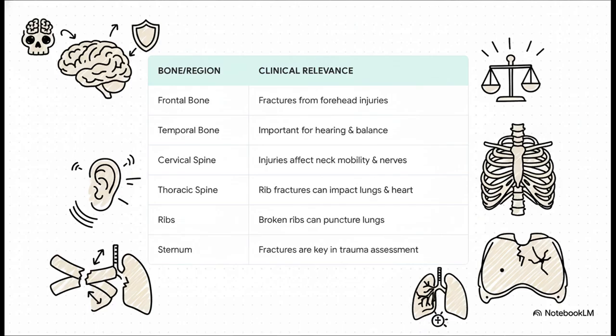Moving down to the spine, a cervical injury is so critical because it can damage the spinal cord, which can affect literally everything from the neck down. And with the rib cage, you can see the danger immediately. A broken rib might seem simple, but a sharp piece can puncture a lung. That's why knowing this anatomy is life or death in an emergency room.